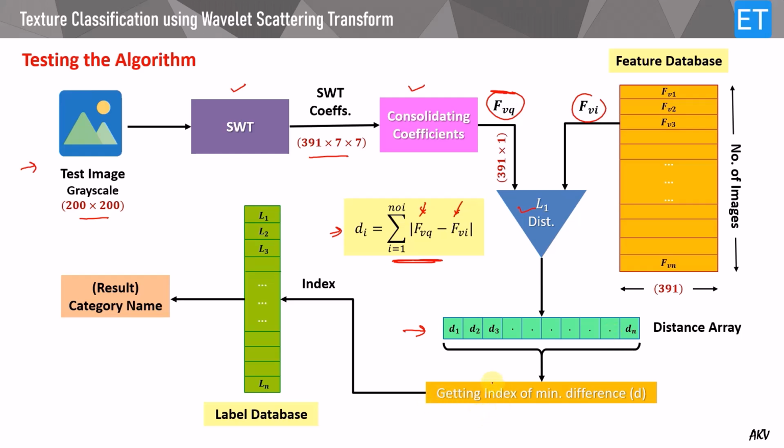So I get the index of that minimum difference. For example, D3 has the minimum value, so D3 is representing the closest match. So I will get the index of D3. The index number is 3. With this index 3, I will search the location in this label database. Obviously this is the location at the third location. Whatever text string is written at the third location, that is my output. For example, if aluminum foil is written there, then the class name of that unknown image is aluminum foil. So this is the testing algorithm, right?